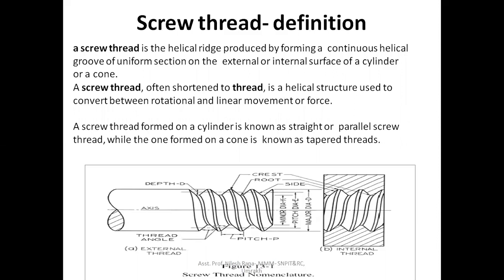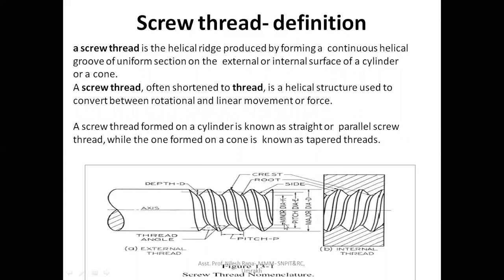Friends, you can see the figures of the external thread and internal thread. Here you can see this is the depth of the thread D. This is the highest top point of the external thread, known as the crest. The lowest point is called the root of the thread. This angular side is called the flank, right?